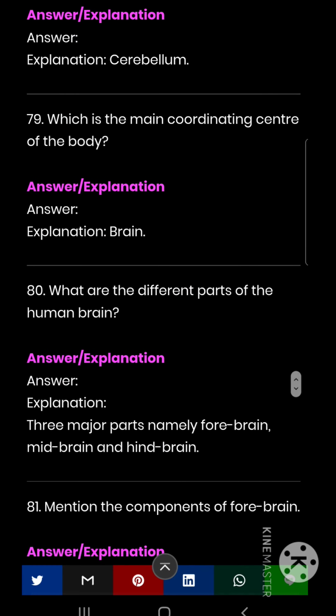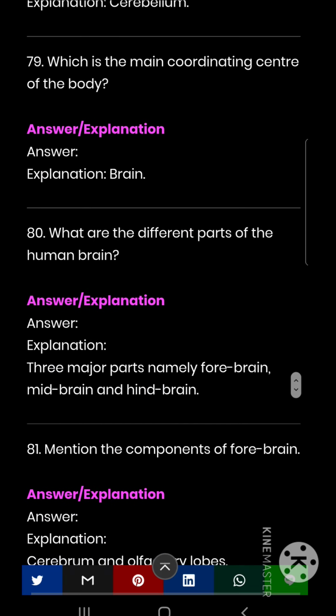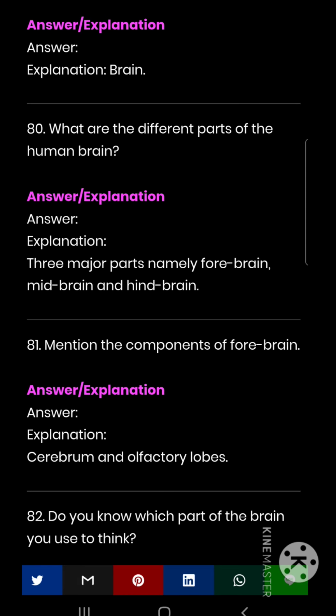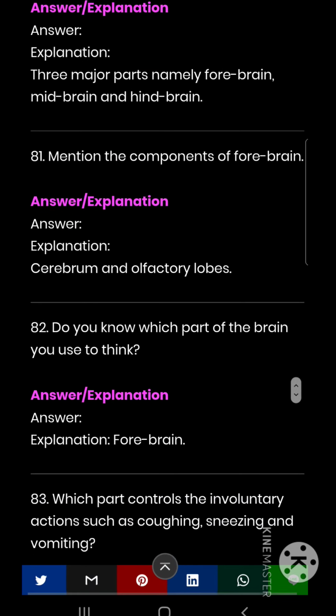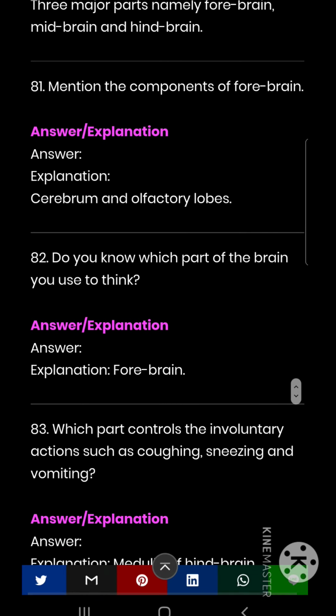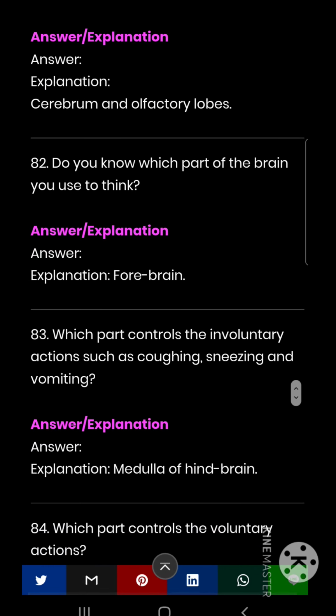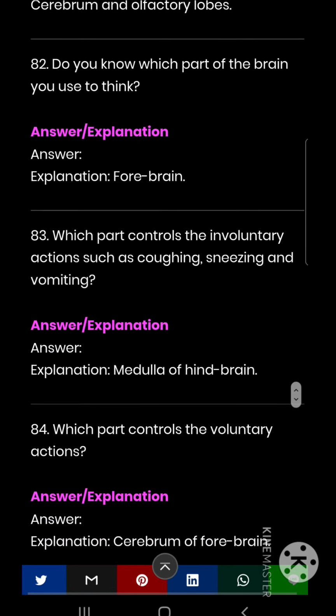Cerebellum. Which is the main coordinating center of the body? Brain. What are the different parts of the human brain? The three major parts of human brain are forebrain, midbrain and hindbrain. Mention the components of forebrain. Cerebrum and olfactory lobes. Do you know which part of the brain you use to think?